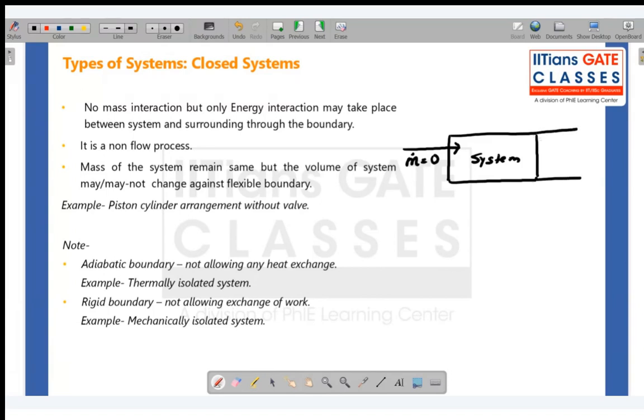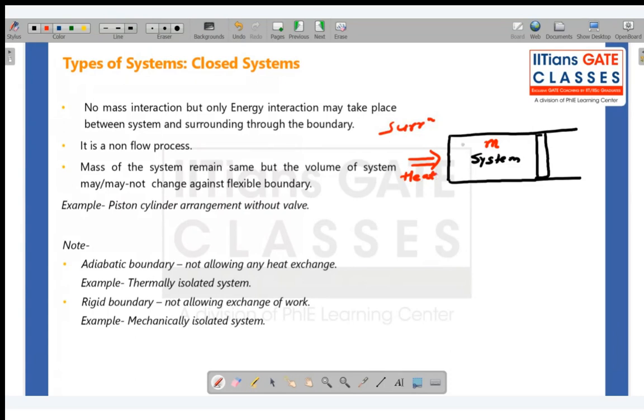For example, you have a piston cylinder like this. Let us say it has no valves. We have a piston cylinder arrangement and it has no valves. Some mass is there already, we have some mass inside the system. Now let us heat this, let us provide some heat. How are you heating it? You are putting a fire or something. Now because of this heat, you are heating on the other side. This is the surrounding part.